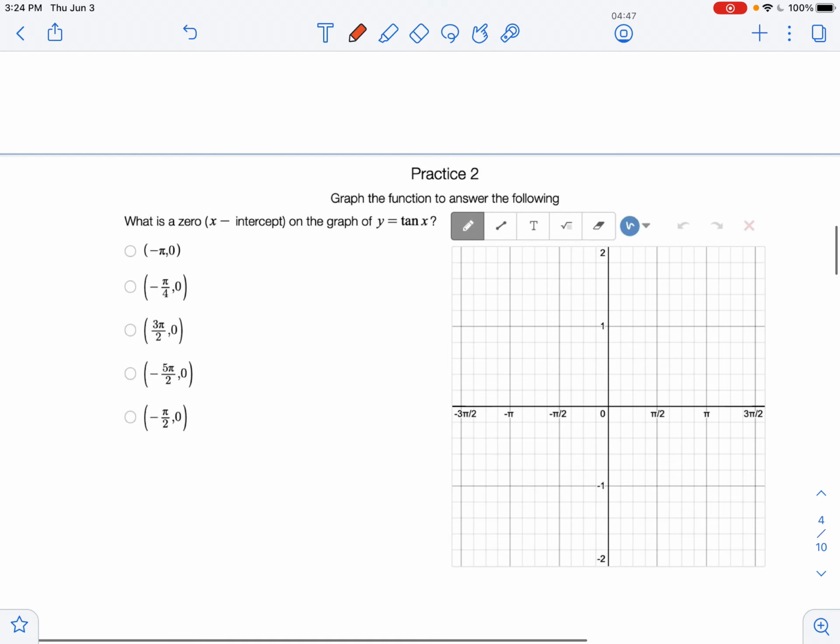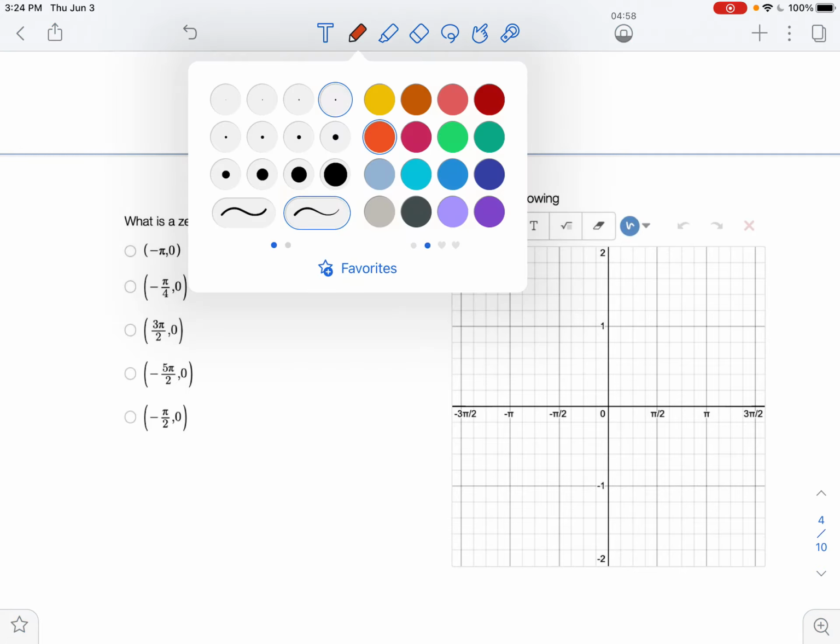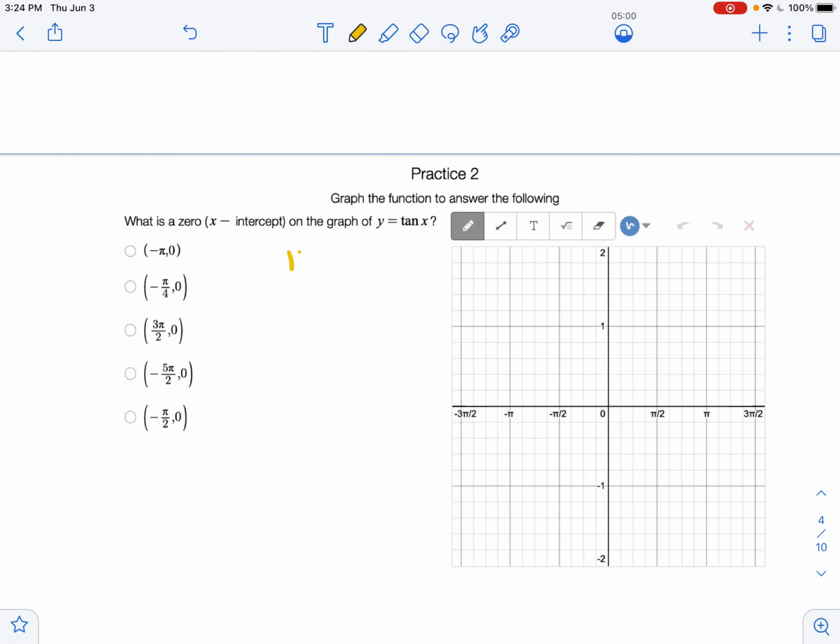Practice 2 asks us for a 0 or an x-intercept of the graph of y equals tangent of x. So y equals tangent of x I know is kind of new for us. We'll still follow a similar process, right? Identify our midline. It is 0. There is no number added or subtracted outside of our trig term. We'll identify our phase shift, that is also 0.